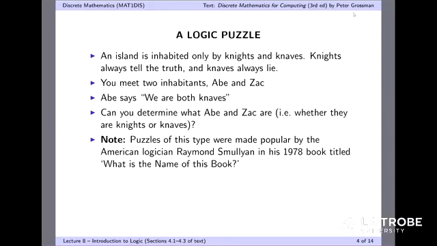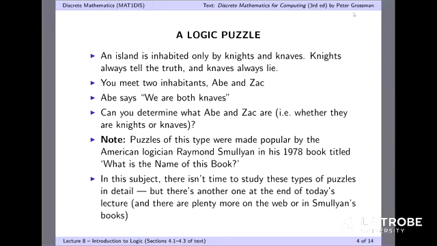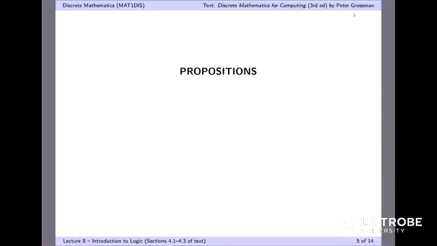Puzzles of this type were made popular by the American logician Raymond Smullyan in his 1978 book titled "What is the Name of This Book?" In this subject, we don't have time to go through the puzzles. We don't want to find their truth value. We just want to look at the criteria that may determine truth values. We are learning the focus of artificial intelligence: if information is given, how are we going to find their truth values.